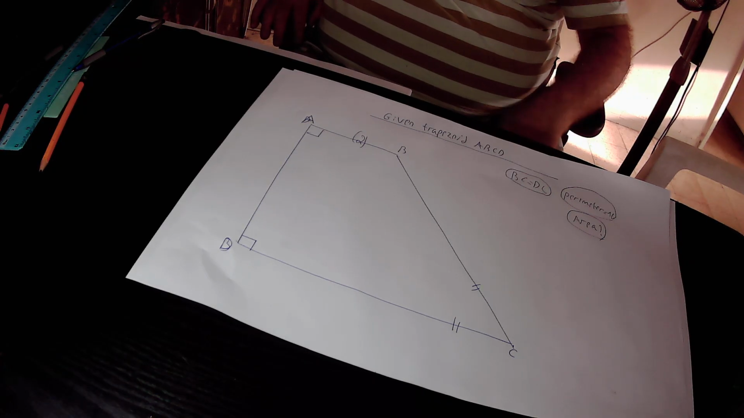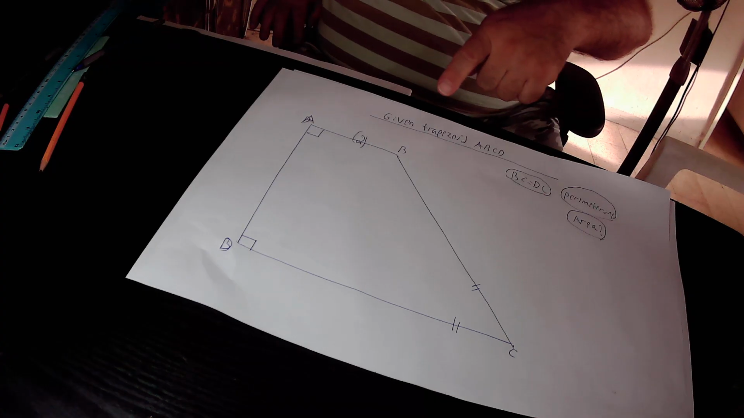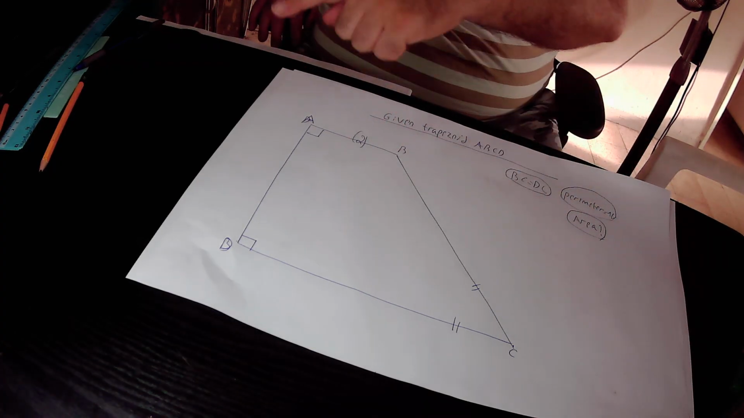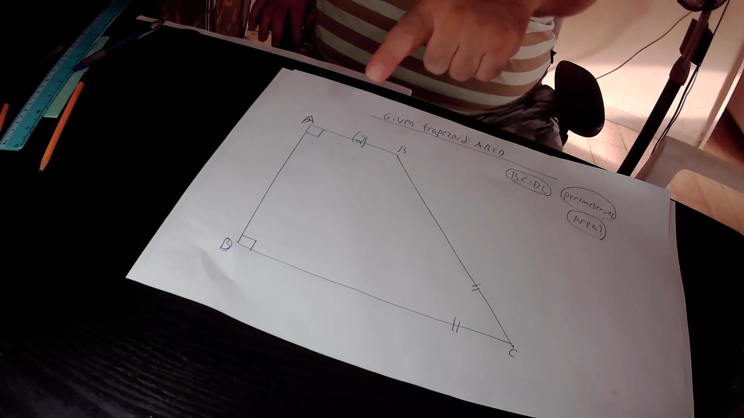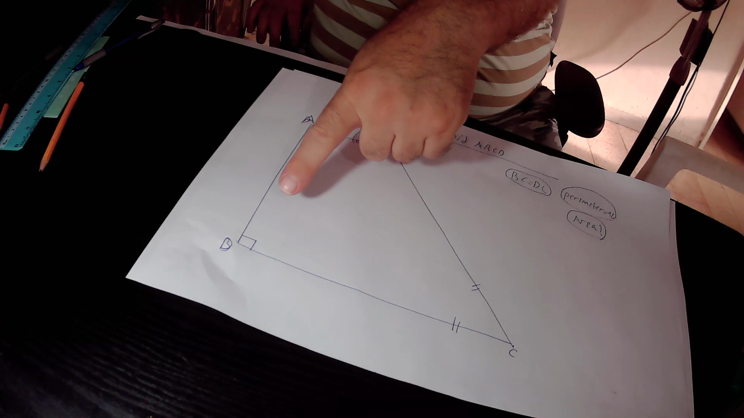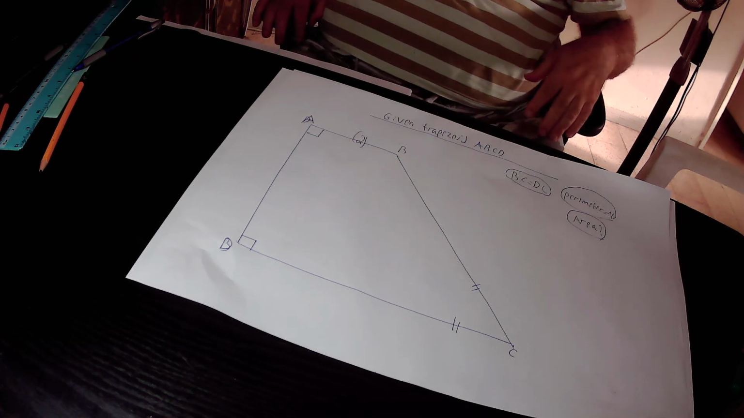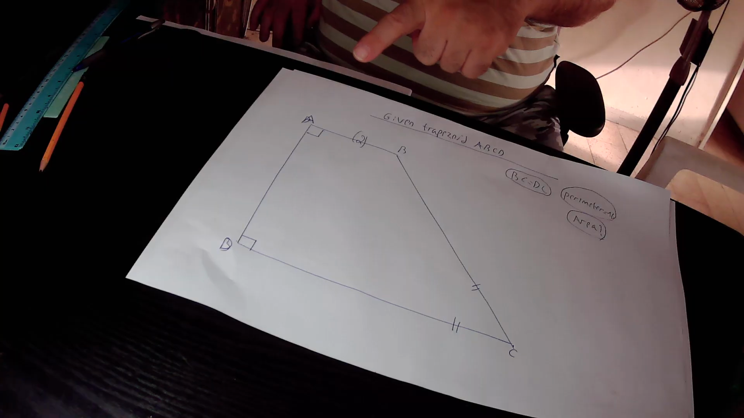In addition, we know that side AB of this trapezoid ABCD equals 2 units, and we also know that side BC equals side CD. Again, our mission is to find out the area of this trapezoid ABCD. Those two angles are defined as right angles, and our mission is to find out the area of this trapezoid ABCD.